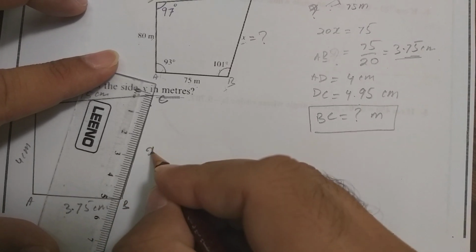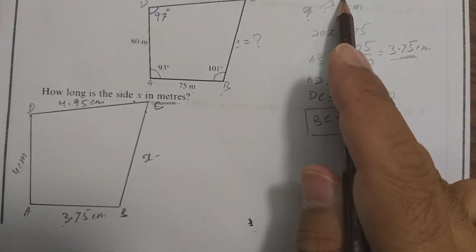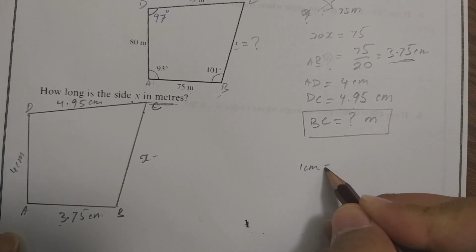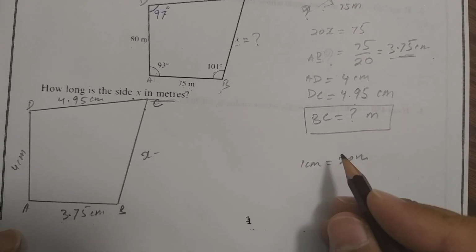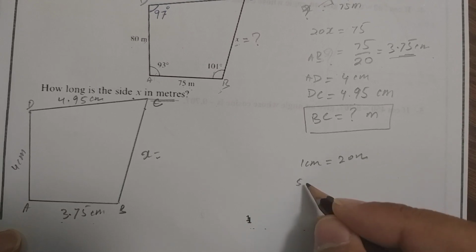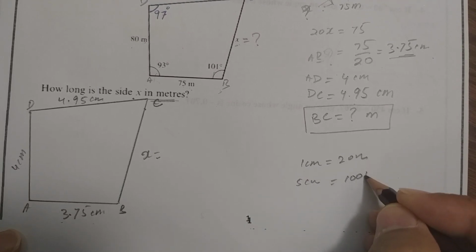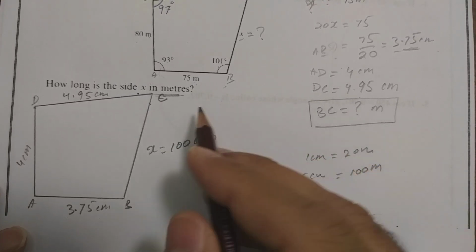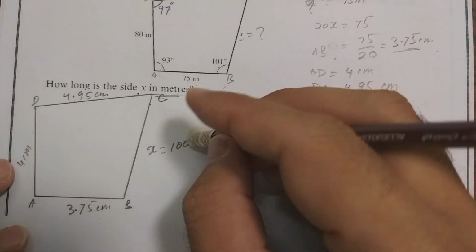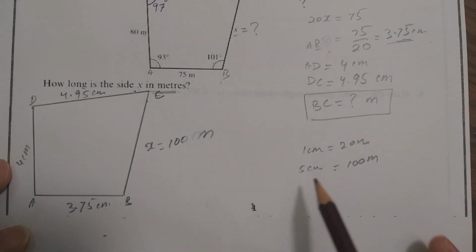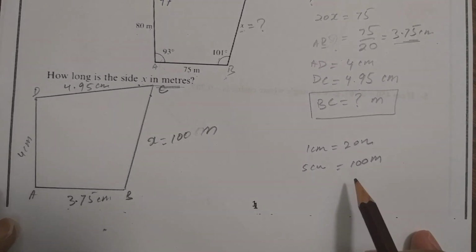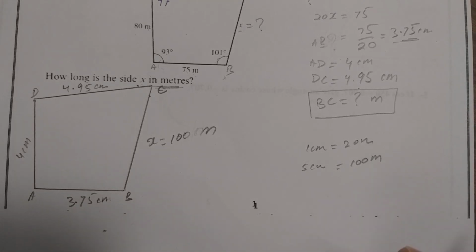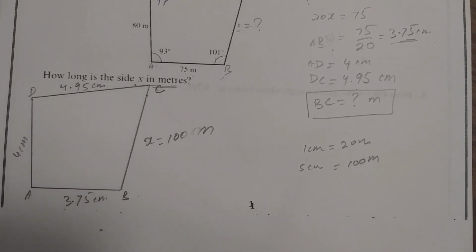So it means we need to find this. We consider 1 centimeter equal 20 meter, so 5 centimeter equal 100 meter. So this information is equal 100 meter. As given, we find the x in meter. So this is 100 meter, because on the scale it is 5 centimeter. So on the original, it is 100 meter. Hope you will get the answer about the scale drawing.